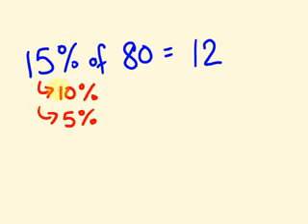So 10% of 80 is 8. 5% of that is half of this, so it's 4. And then what we do is we just add these together, because 10 plus 5 is 15. We're just adding these guys together. 8 plus 4 is 12.